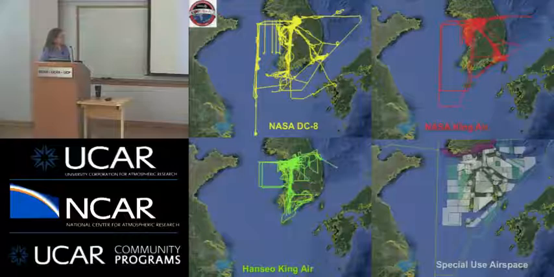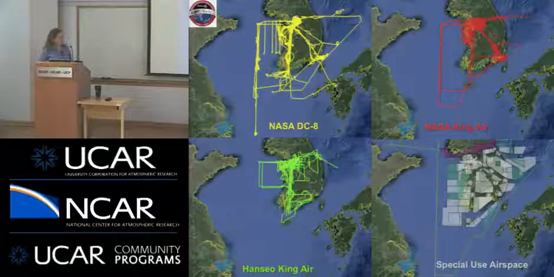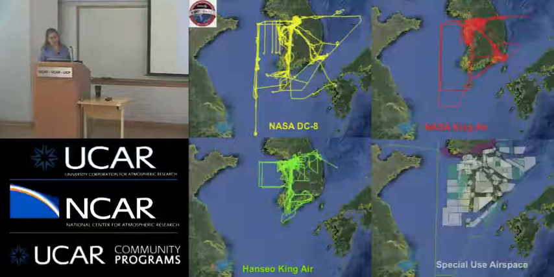So these are the flight tracks for all of the three airplanes for the entire campaign. So the NASA DC-8 flew 20 flights, but they're all on top of each other. And this is due to our restricted airspace. Most of the country is covered with military regions that are used for training, at least during the week.